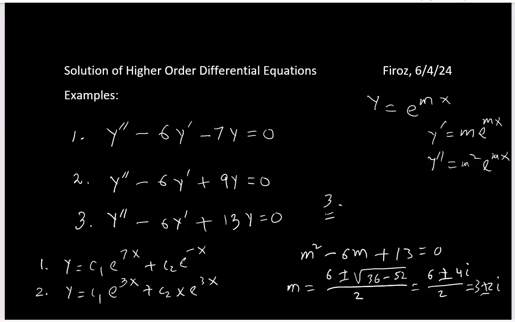The general solution is straightforward. You will write y equals, so the real part is 3, you write e to the 3x. And then under the parentheses we'll be using 2, which is the coefficient of i. You write c1 cosine 2x plus c2 sine 2x, and we are done. These are 3 different solutions. Thank you.